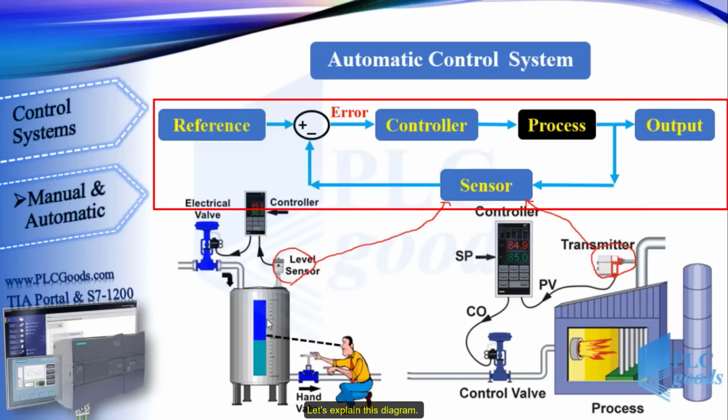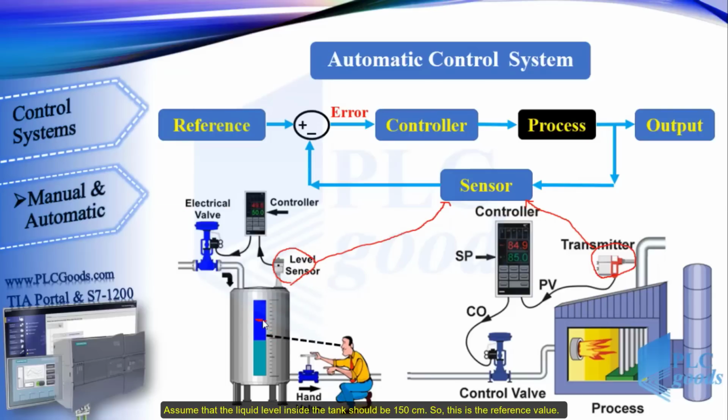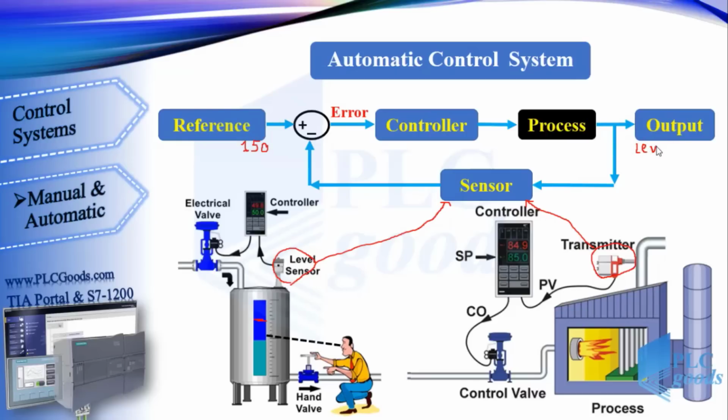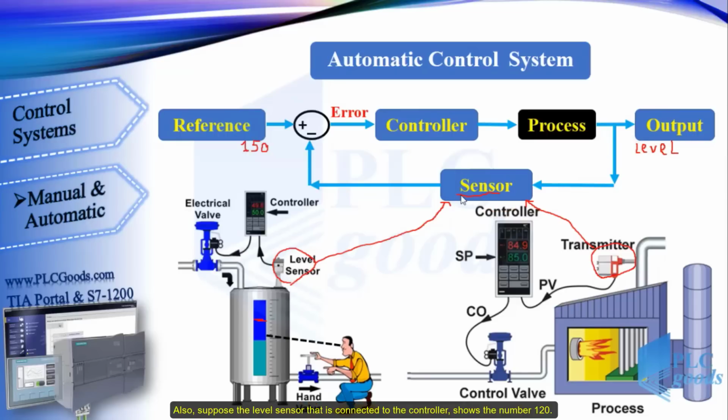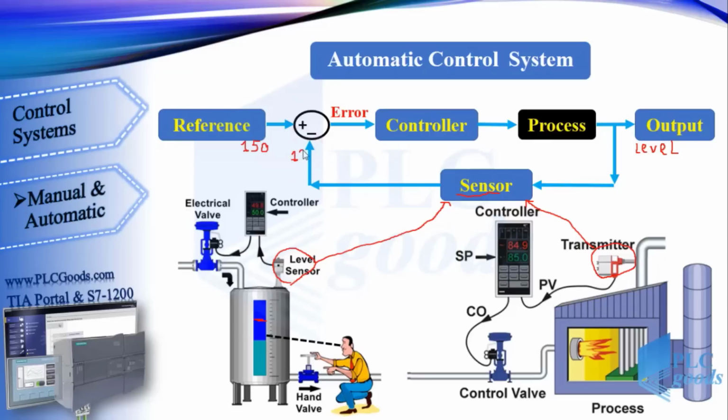Let's explain this diagram. Assume that the liquid level inside the tank should be 150 centimeters. So this is the reference value. Here the output we want to control is the liquid level. Also, suppose the level sensor that is connected to the controller shows the number 120. Now, the difference between the reference value and the actual value is plus 30.